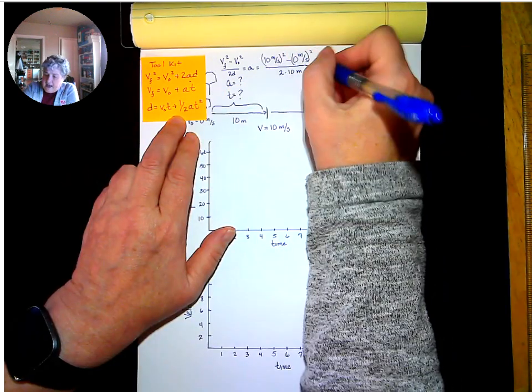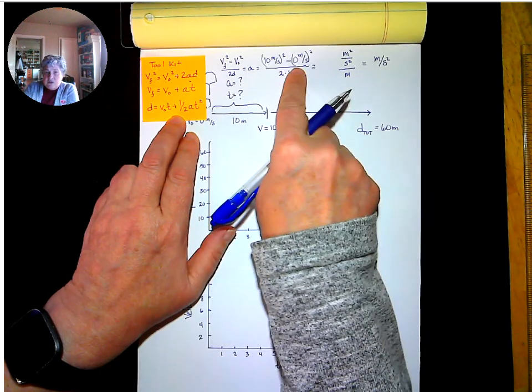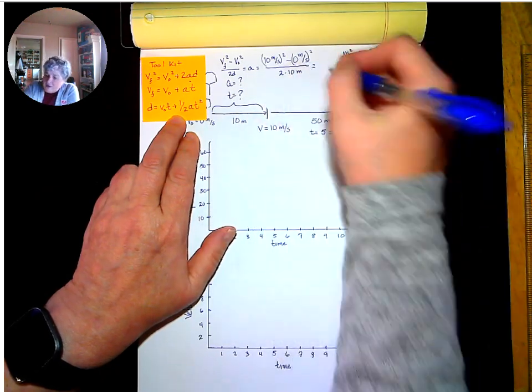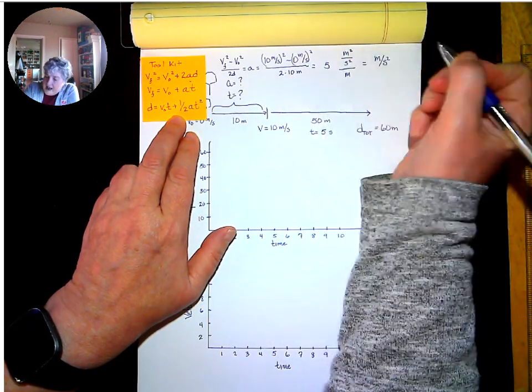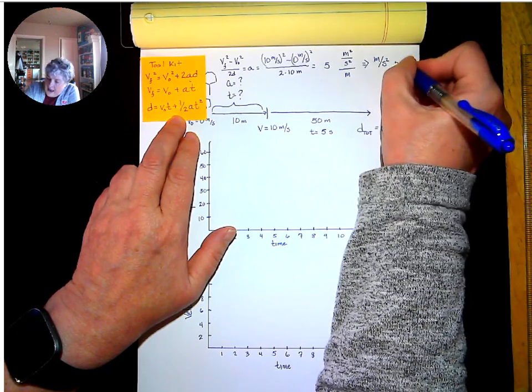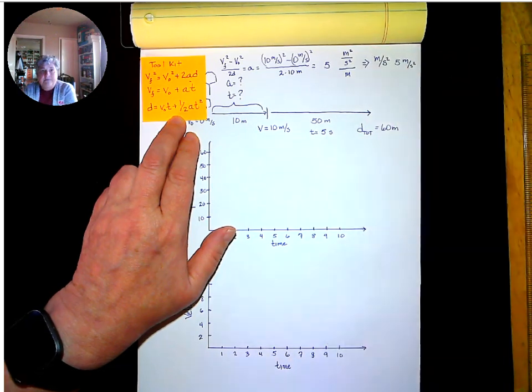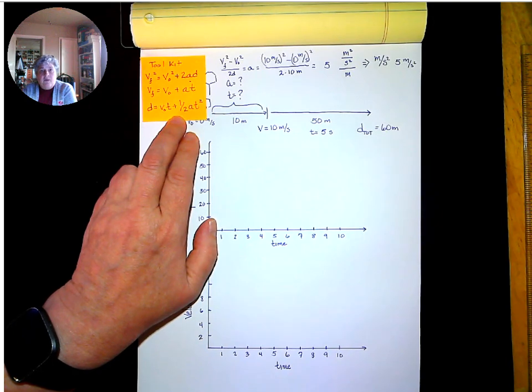So I've already done that. I can do that calculation, and I get 100 divided by 20. So I'm going to end up with 5 meters per second squared. And so my answer for my acceleration is 5 meters per second squared. Now that's going to be an interesting thing when we look at our graph.